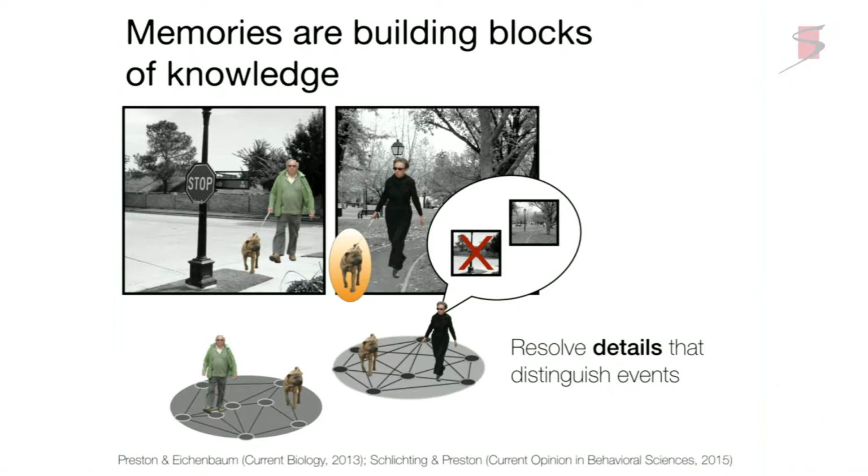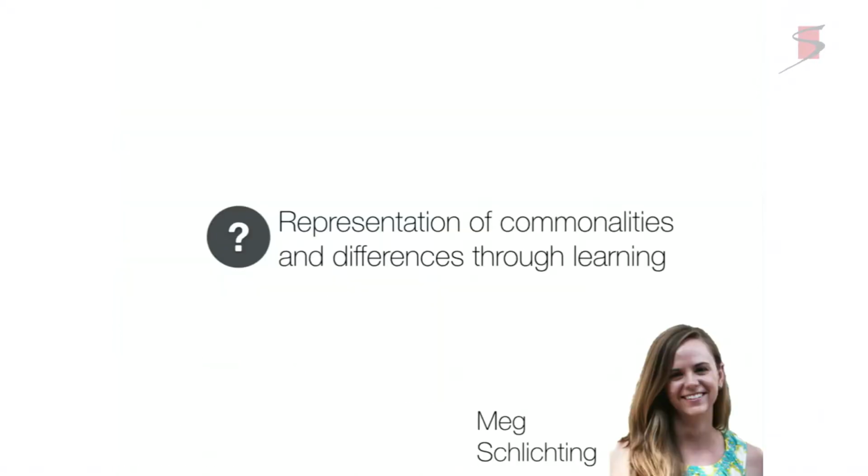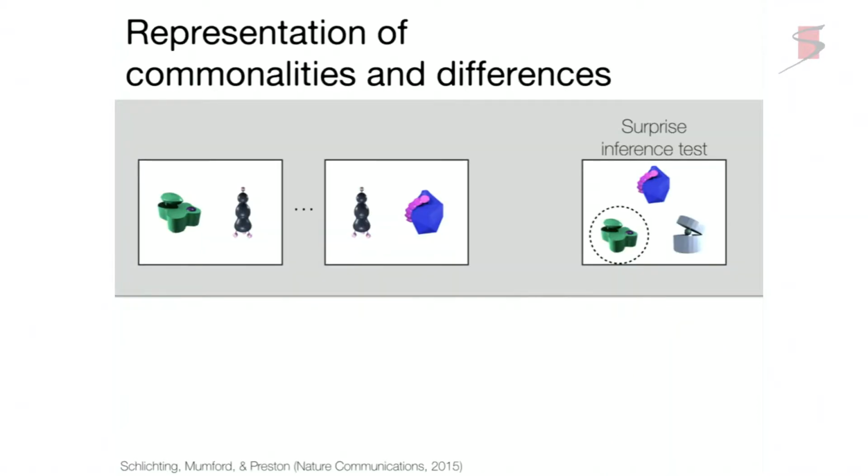That's the kind of coding that would allow you to differentiate detailed information. I'm going to start out my talk by talking about work by a former graduate student in my lab, Meg Schlichting, who's now at Toronto, about how we actually learn, or where in the brain we learn, about commonalities and differences through these reactivation mechanisms.